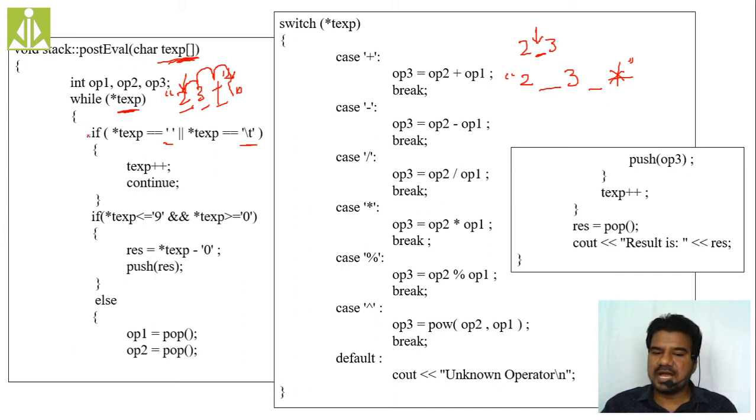This if section will discard if it is a space and if it is a tab. Both the things it will simply discard. If it is a space as well as if it is a tab, it will discard that one.